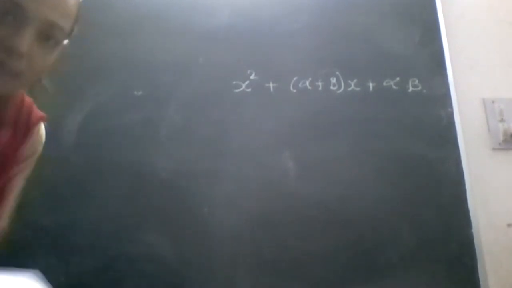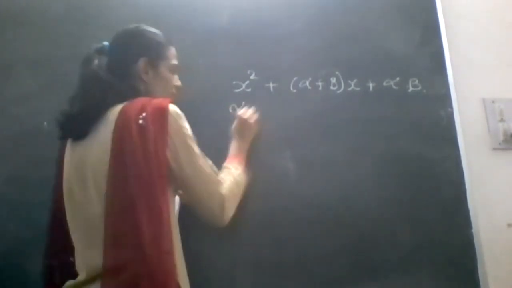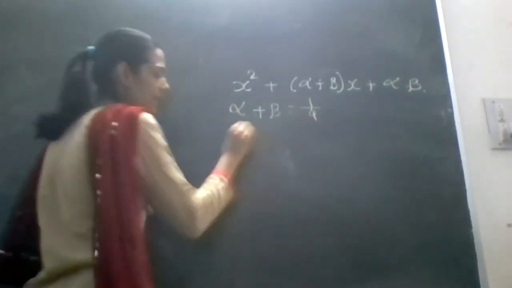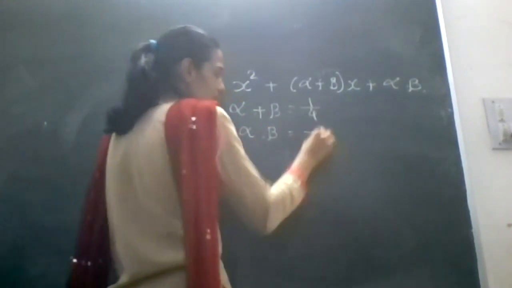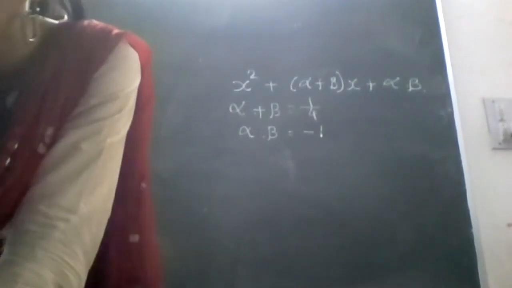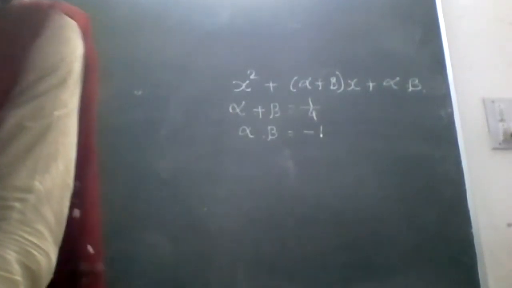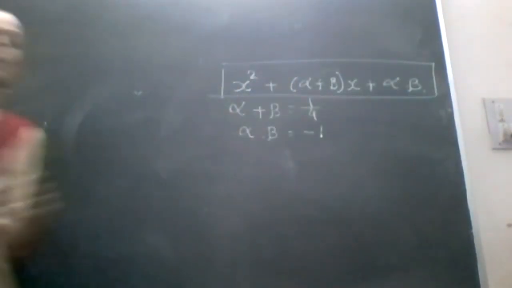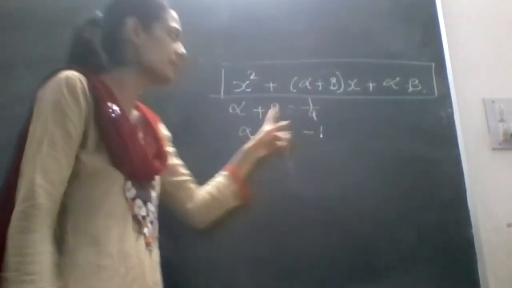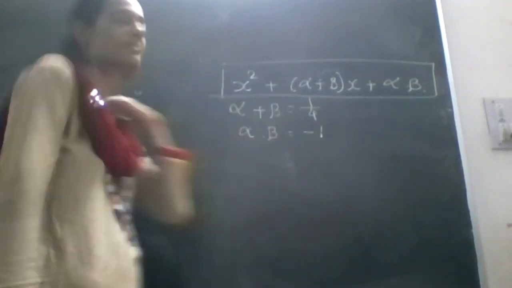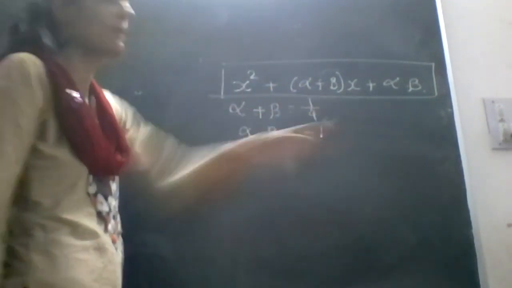The quadratic equation. First, what is given? Alpha plus beta is equal to given 1 upon 4. And alpha into beta is equal to given minus 1. Have you understood this? This is the formula that you have to remember. This is okay to everyone? Now, we have been given that alpha plus beta is equal to 1/4 and alpha into beta is equal to given -1. Now, directly in this equation, we are putting the values.